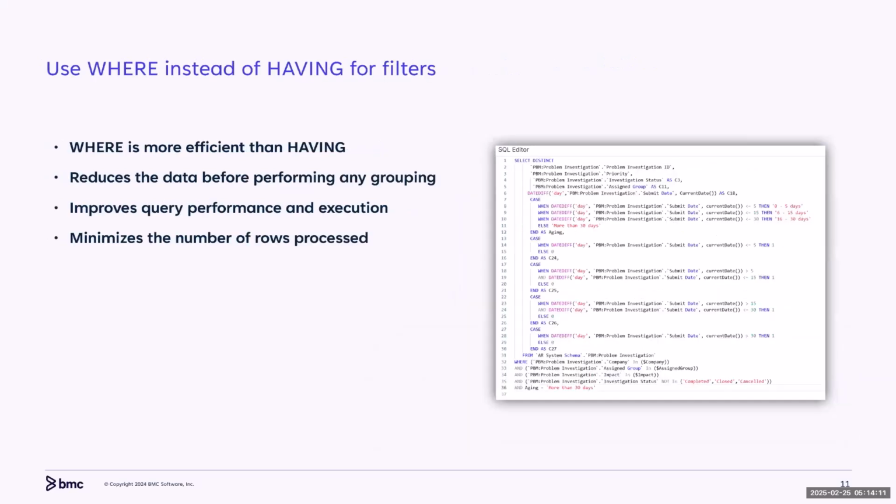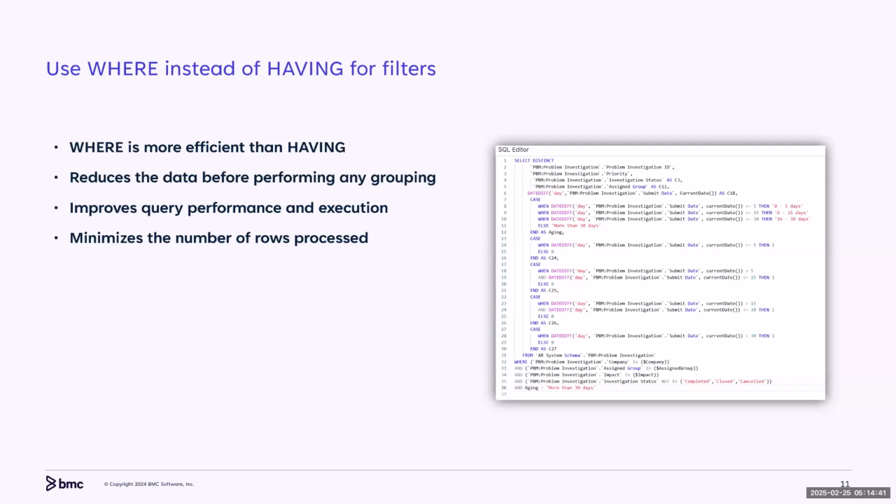The next part is to use WHERE instead of HAVING for filters. Using WHERE instead of HAVING for filters improves the query performance by applying the conditions before the data is aggregated. The WHERE clause filters the data at an earlier stage in the query execution. It reduces the number of rows processed. So this is beneficial when filtering the raw data rather than aggregated results.